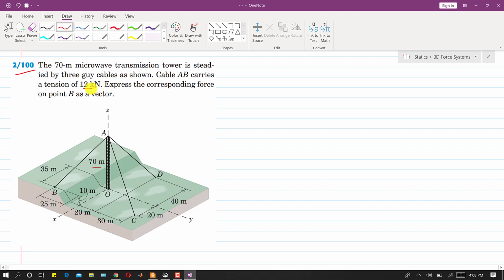So we need to represent that tension as a vector at this point B, right? If I represent that vector, it will be like this. So this will be that vector. Let's suppose I write that this is TBA, right? So we need to find this vector.